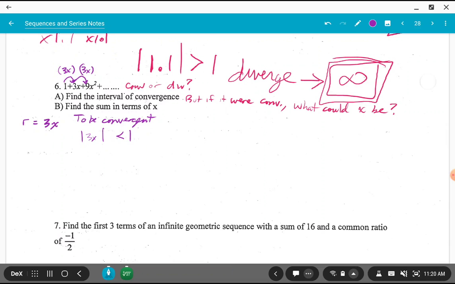If you have an absolute value with an inequality, what you're saying is either 3x is less than 1, or 3x is greater than negative 1 as well. So you want to set both of those problems up and then solve for the different values of x. In the first case, x can be less than 1/3, or in the other case, x is greater than negative 1/3. You can have either one of these situations.